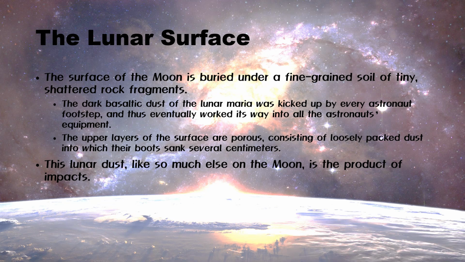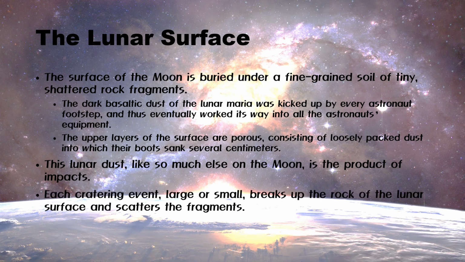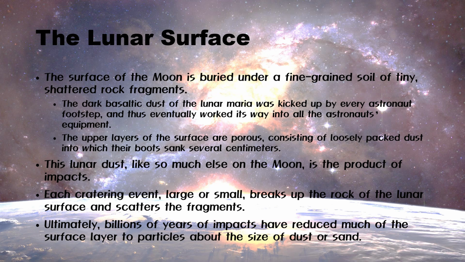This lunar dust, like so much else on the moon, is the product of all the impacts that the moon has suffered over the years. Each cratering event, whether it's large or small, breaks up the rock of the lunar surface and scatters the fragments. Ultimately, billions of years of impacts have reduced much of the surface layer to particles about the size of dust or to sand.